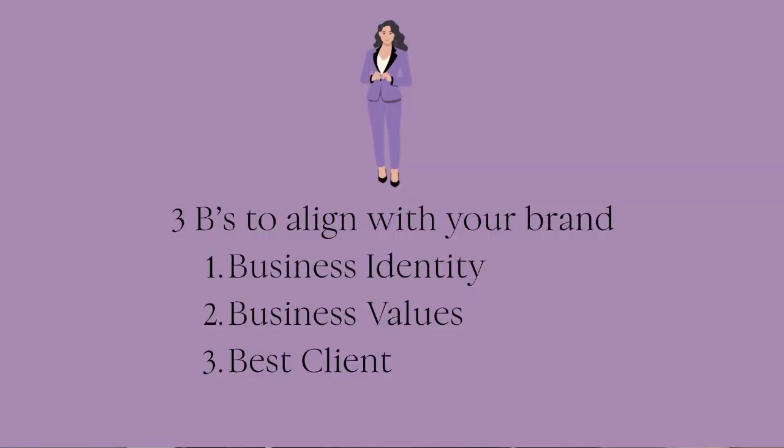So how do we really align our brand and show our brand in what we are wearing? Well, I like to do it with the 3 B's. 3 things you want to think about when you want to create an outfit that is aligned with your brand. So, number one, you want to think about your business identity, like who you are as a businesswoman. And you want to wear pieces that represent her well, that make you feel confident like her, like you actually are her.